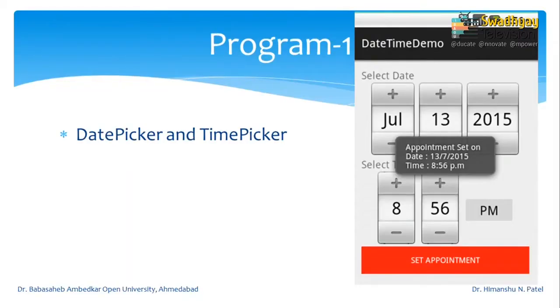So, here the first program interface is there. Here in this select date, you can see this is a text view. Below this is a date picker, in which user can change the month by pressing plus, which increments month, and minus, which decrements month, date, which is incremented by plus and decremented by minus, and this is a year. Likewise, in time picker we have hours and minute, and you can also specify whether it is AM or PM.